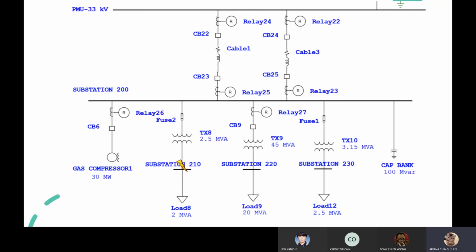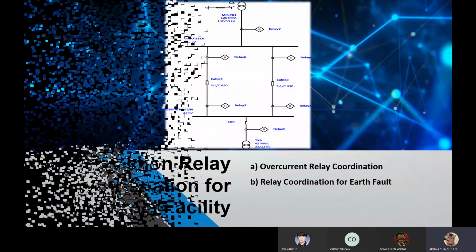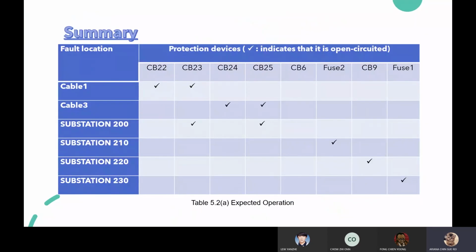Another example is, let's say there's a fault occurring at substation 210. The fuse will open and circuit breakers 23 and 25 will act as secondary protection. Next, if a fault occurs at cable 1, circuit breakers 22 and 23 will open to protect the rest of the system. It also isolates cable 1 from the rest of the system. Next, if the fault occurs at bus substation 200, circuit breakers 23 and 25 will open. Moving on, this table illustrates a summary of the expected operation of the circuit breakers according to the fault location.